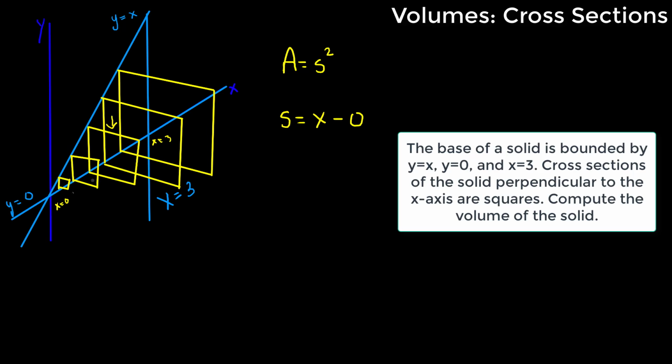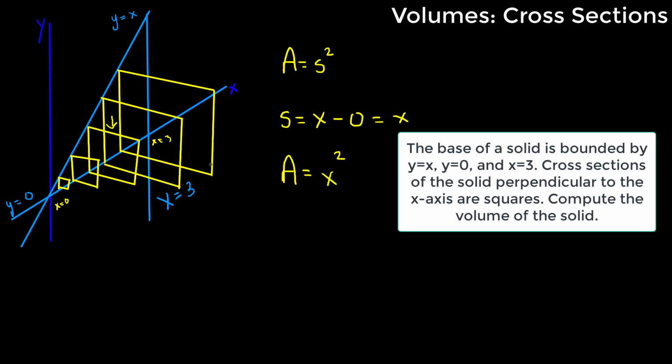If they say perpendicular to the x-axis, we're looking at vertical cross sections, just like we see here. And so our side length is equal to the distance from the x-axis to the curve, and we see that that was x minus 0. And so our area can be rewritten as not s squared anymore, but x minus 0 squared, or x squared. So our area equals x squared, because we will do x times x, which gives us the area of each cross section. And there we go. That's the formulating part. Now for the integrating part.